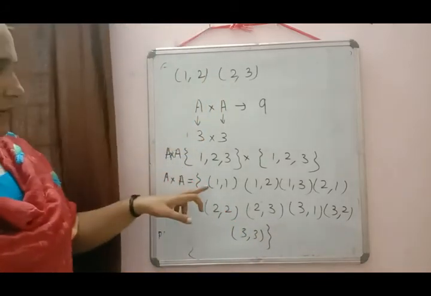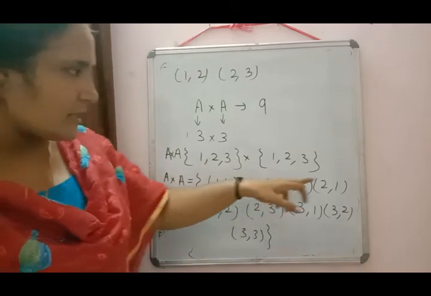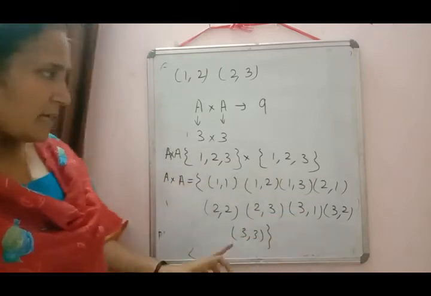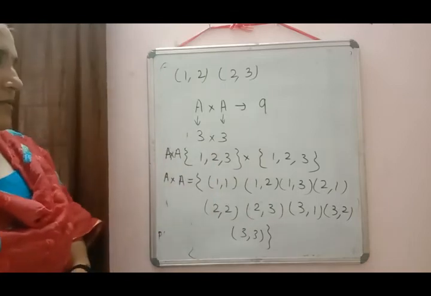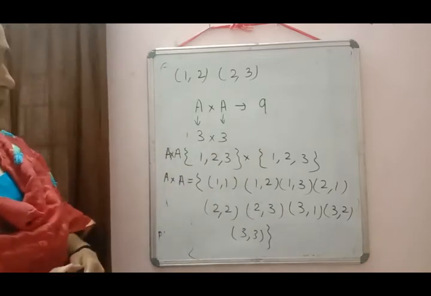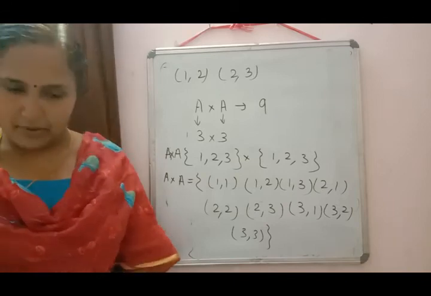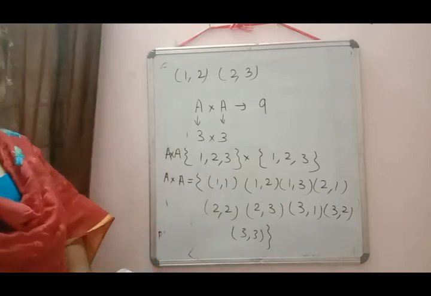Just to check whether we have 9 elements or not: 1, 2, 3, 4, 5, 6, 7, 8, 9. And we have (1, 2) and (2, 3) also. So in this way you can do the questions related to Cartesian product. I think this concept is clear to you.